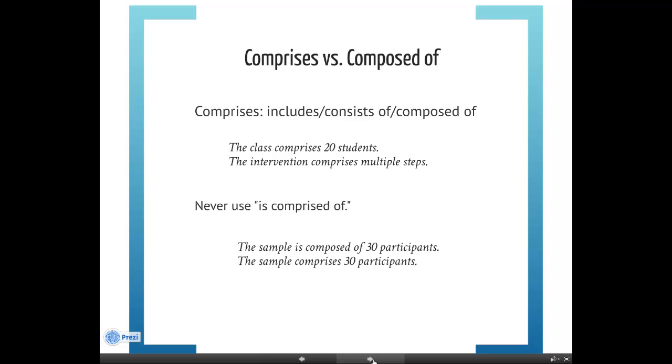Note that it is incorrect to say is comprised of. The correct phrase is composed of or consists of. For example, the sample is composed of 30 participants, or the sample comprises 30 participants.